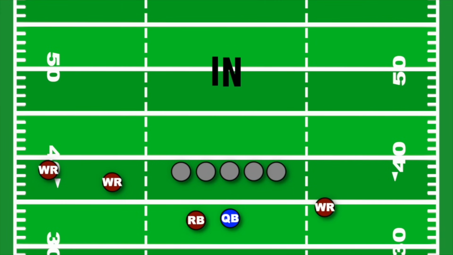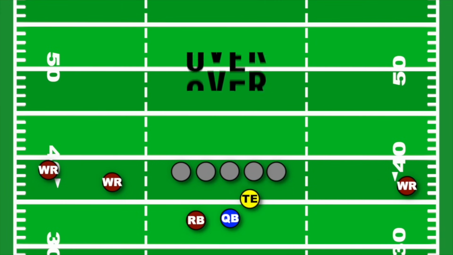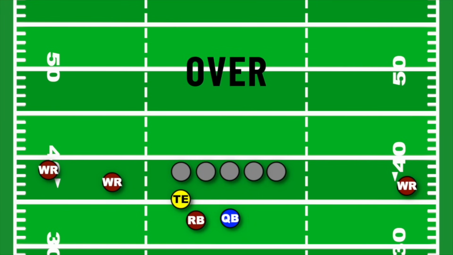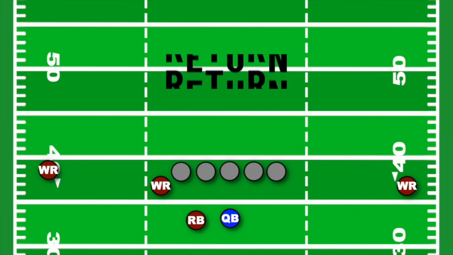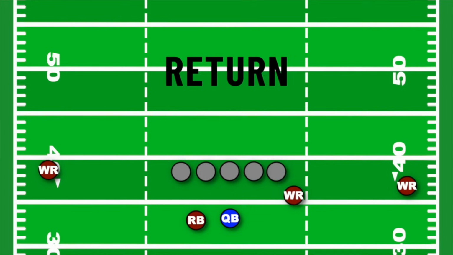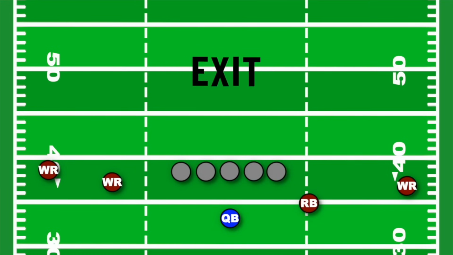In motion is when a player from the outside motions into the backfield. Over motion is motion from one side of the backfield to the same spot on the other side. Return motion is when a player crosses over to the opposite side of the formation and then back to their original alignment. Exit motion is when a player in the backfield moves to an outside alignment.